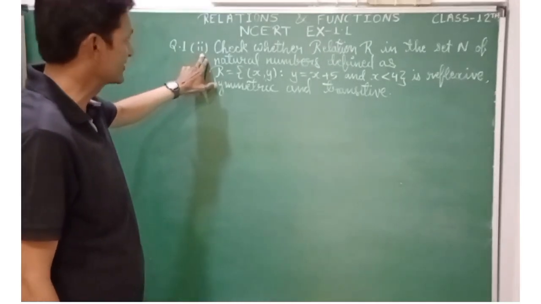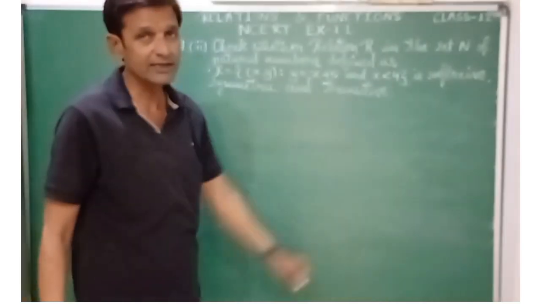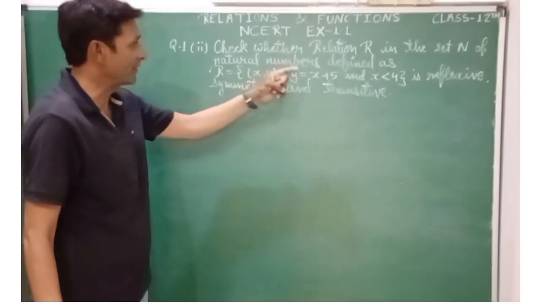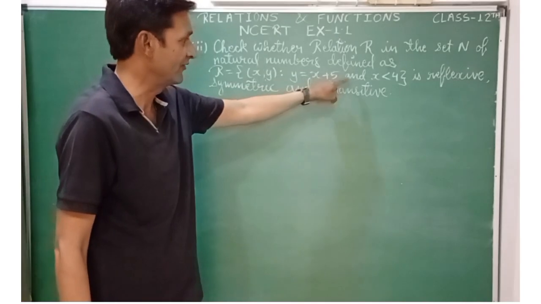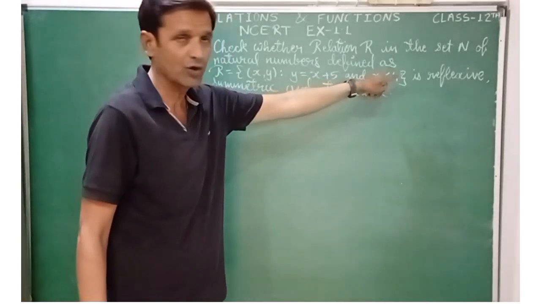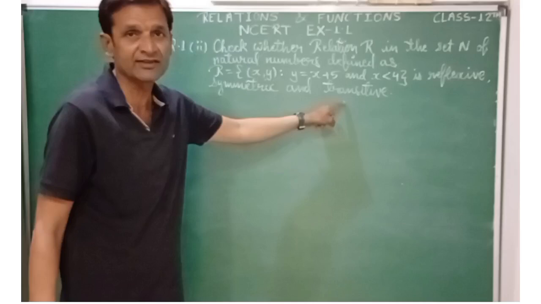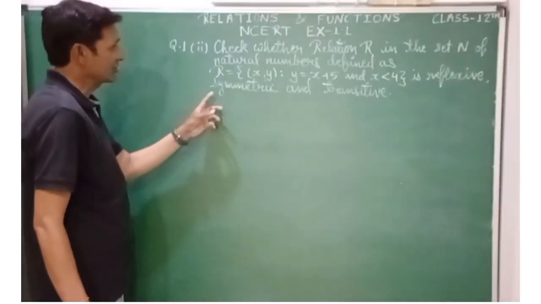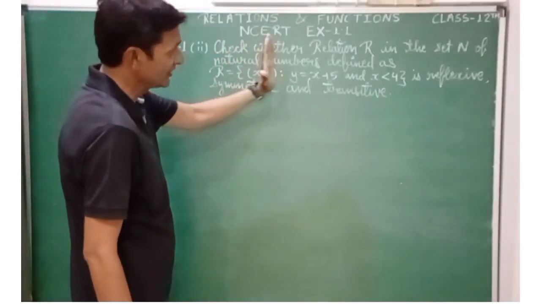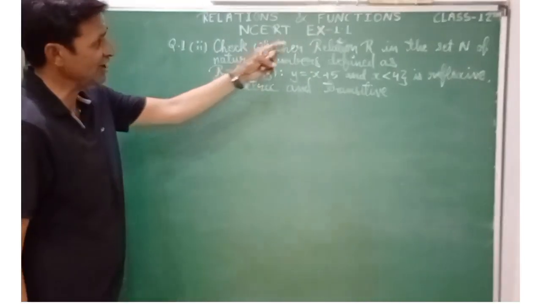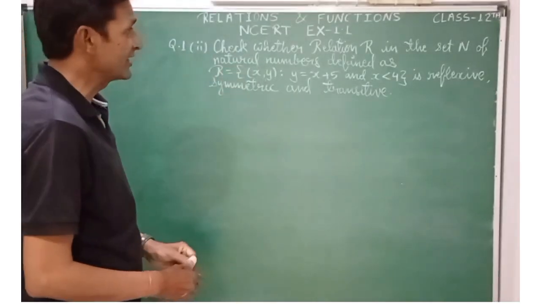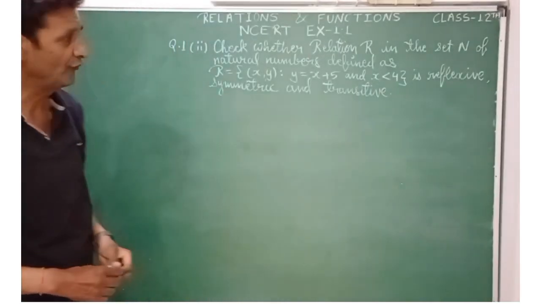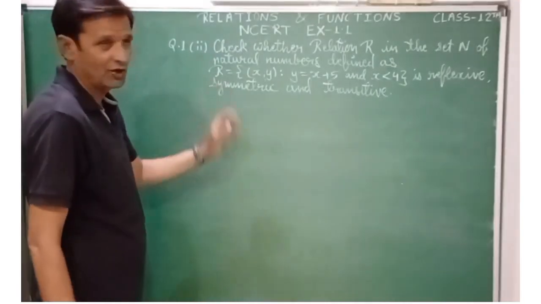First part we have already discussed. Check whether the relation R in the set N of natural numbers, defined as R = {(x, y) : y = x + 5 and x < 4}, is reflexive, symmetric and transitive. First of all, let us see the question in a proper manner. It is a relation R in the set N of natural numbers, meaning only natural numbers are allowed to fulfill the condition of the relation.